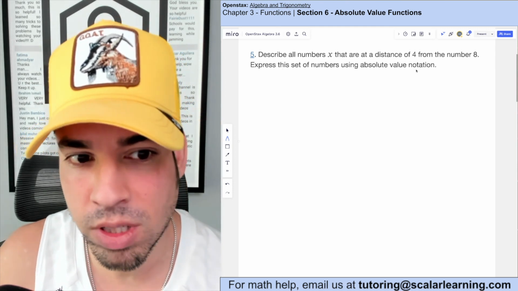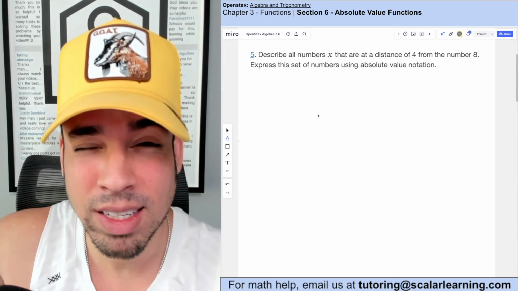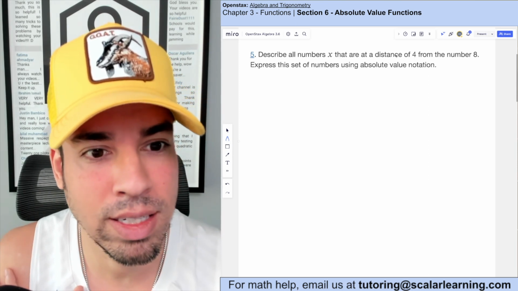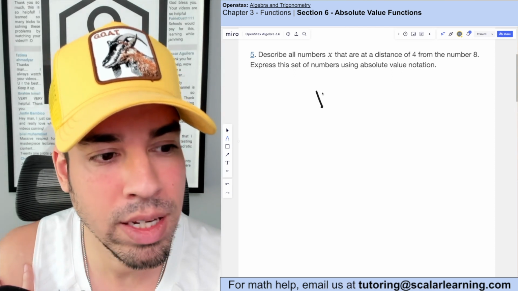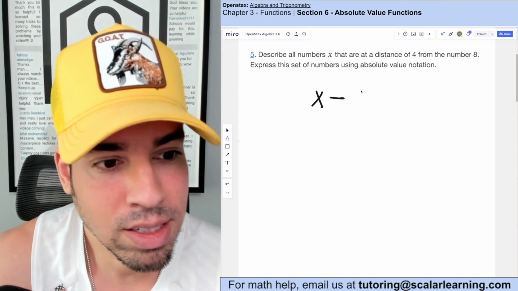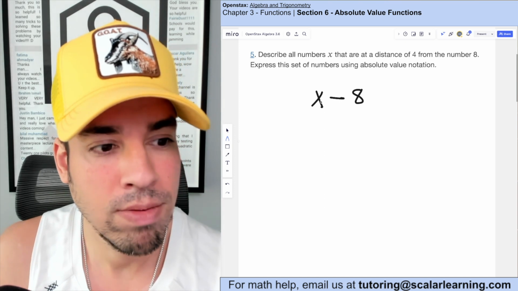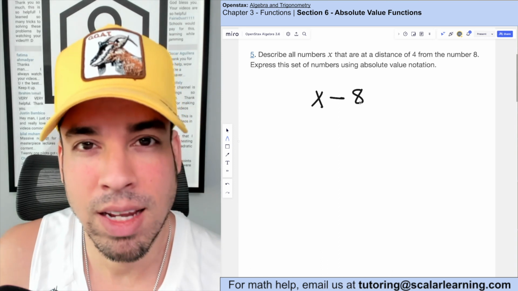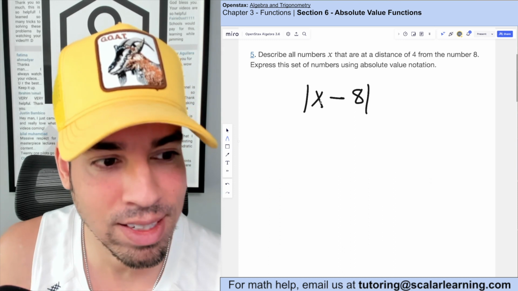Describe all numbers x that are a distance of 4 from the number 8. Express this set of numbers using absolute value notation. When we're talking about distance, it's almost the same as the word difference if we're talking about absolute value. So we want things that are a distance or a difference of 4 from the number 8. How do we get the actual distance from 8? Well, I take my number x, whatever it may be, and I subtract 8. Now, distance is a positive number, right? So even if x is, let's say, 7, we'd say 7 minus 8 is -1, but it's still 1 away from 8. So I throw this in absolute value. That gives me the distance from 8.